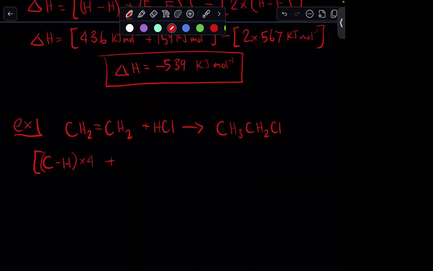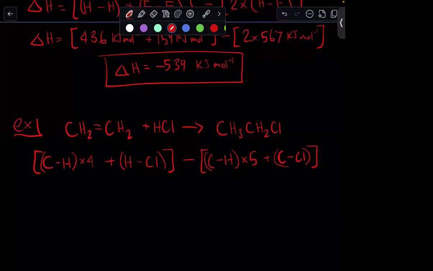And then I'm going to add that to one hydrogen chlorine bond. On my product side, I have the same carbon hydrogen bond, but I have five of them. And then I have one carbon chlorine bond.